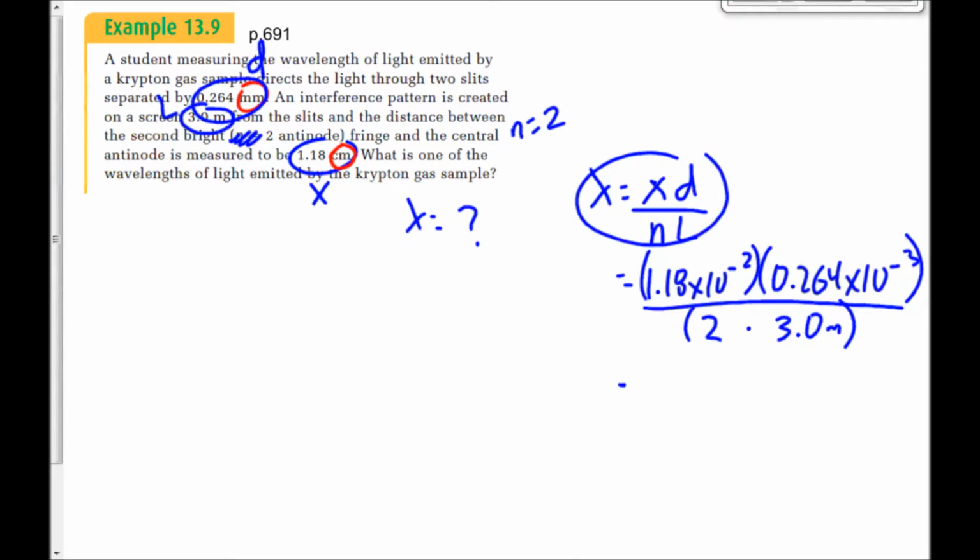Yes. If L is more than 10 times bigger than X, we can use that equation. Now, strictly speaking, that's not the rule. The rule has to do with the value of the angle. If the angle is smaller than a certain value, then we're allowed to use that equation.